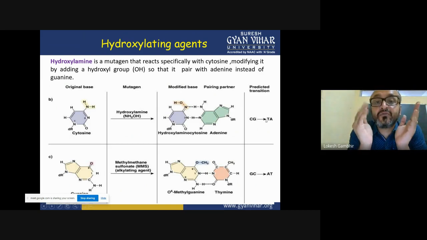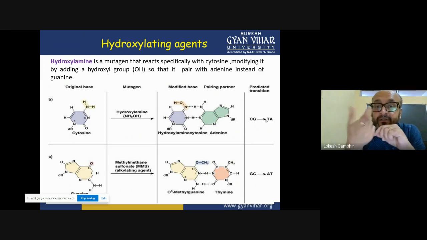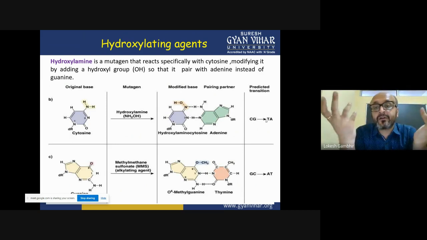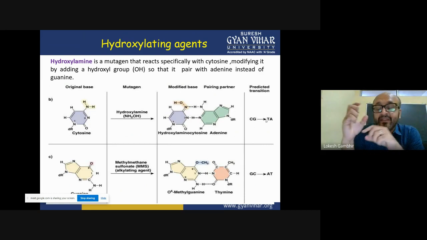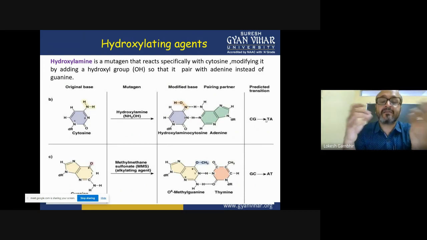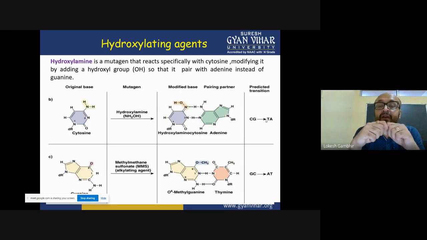Now, if it's CG to TA, and suppose it is happening at the first position of the codon, then it will completely alter the amino acid. And if it is happening at the third position, it might be the case that because of the wobbling nature, it might code for a similar amino acid, or it might also code for a different amino acid. So that is the case that is happening. And then when it is hydroxylating this particular guanine, or whether we are talking about an alkylating agent on this particular guanine using MMS also, then also it causes the transition from GC to AT.